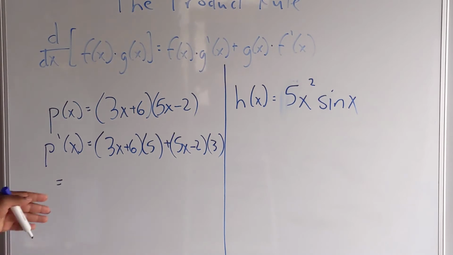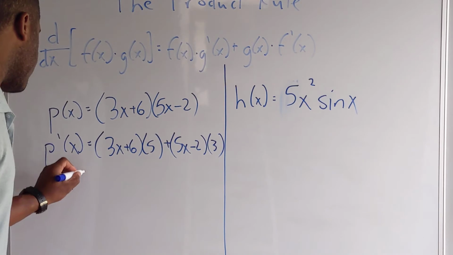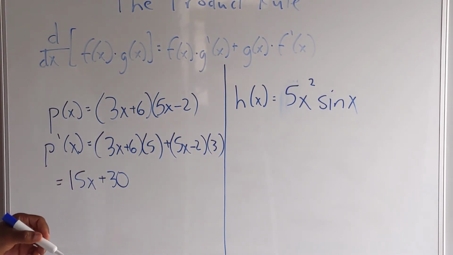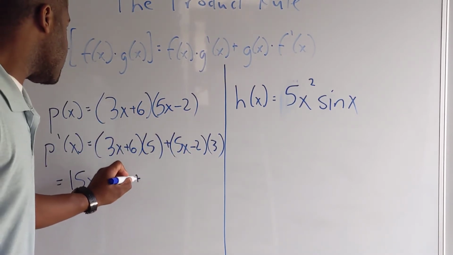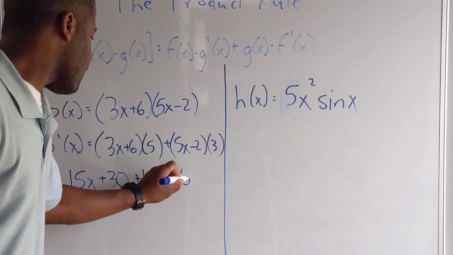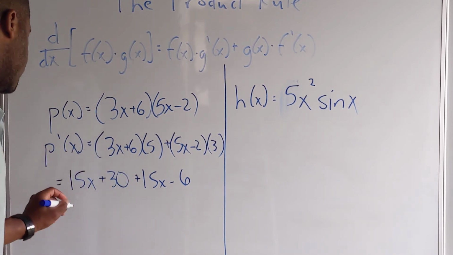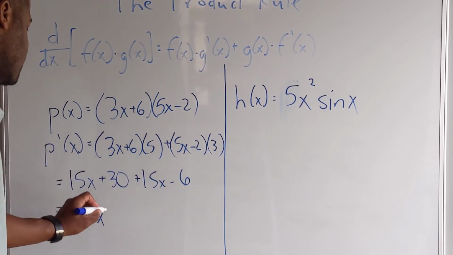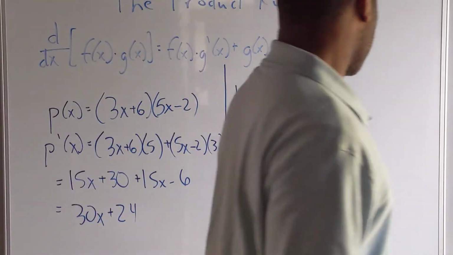Okay, so now 3x plus 6 times 5, we have to distribute that. That is 15x plus 30. And on this other side, 15x minus 6. Okay, we need to add up our like terms. 15x plus 15x is 30x. 30 minus 6 gives us 24. That's it.